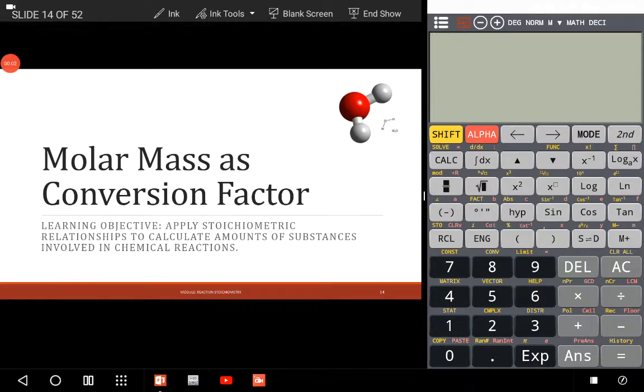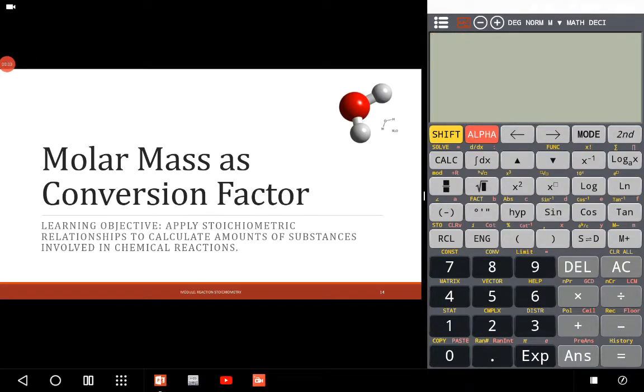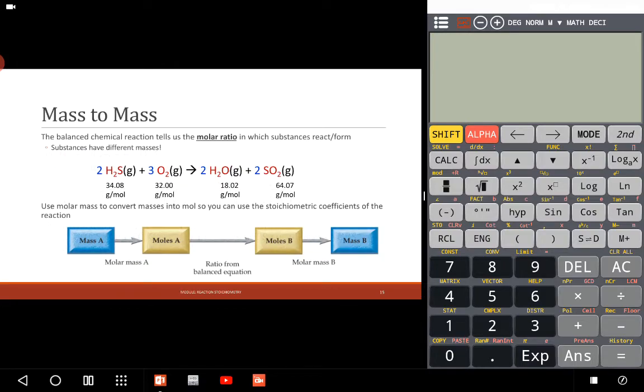In this video, we are going to learn about how to use molar mass as a conversion factor in our stoichiometry. This is part of our learning objective for applying stoichiometric relationships to calculate the amounts of substances involved in a chemical reaction.